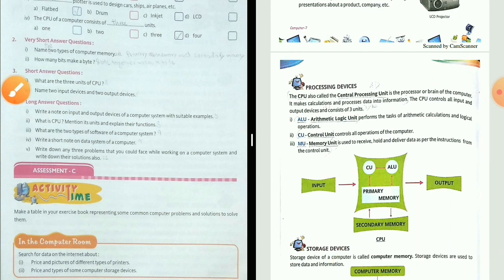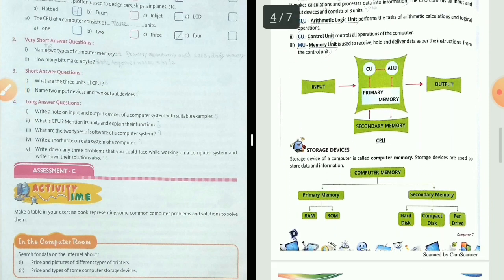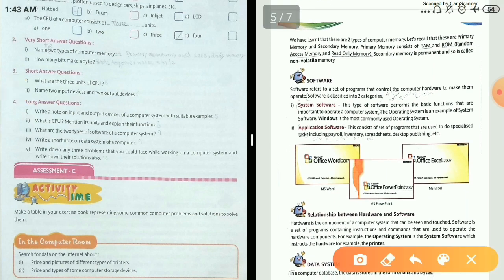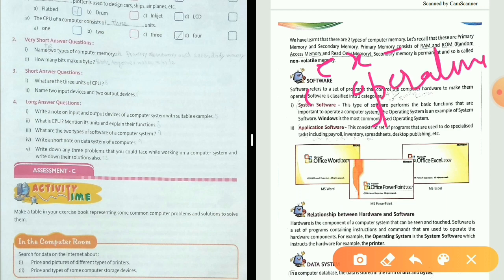Okay, now see the third one. What are the two types of software of a computer system? Now move towards your page number 9 over here. Okay, you have to write down from this one. Software is classified into two categories. Okay, the first one, system software. This type of software performs the basic functions that are important to operate a computer system. Till computer system you will be writing, and then afterwards you will be writing example, operating system.